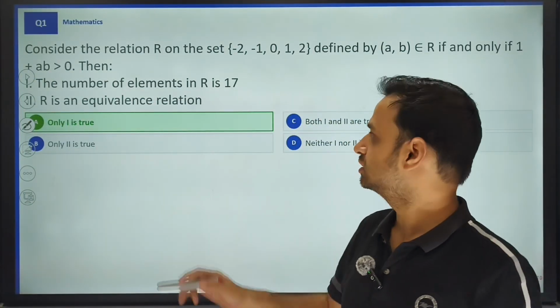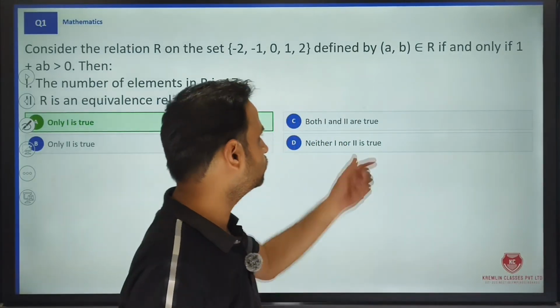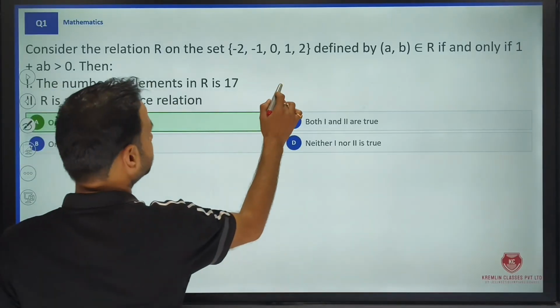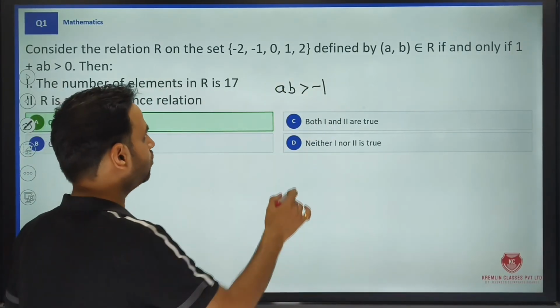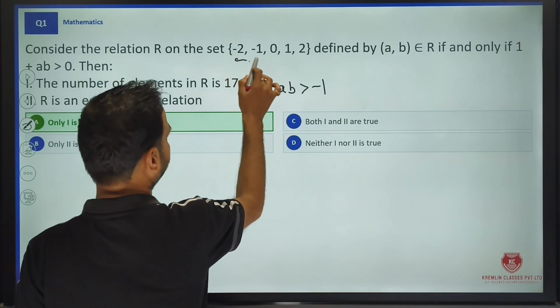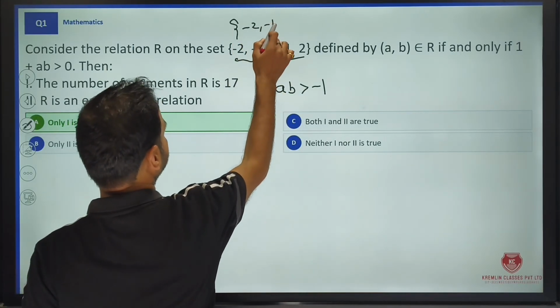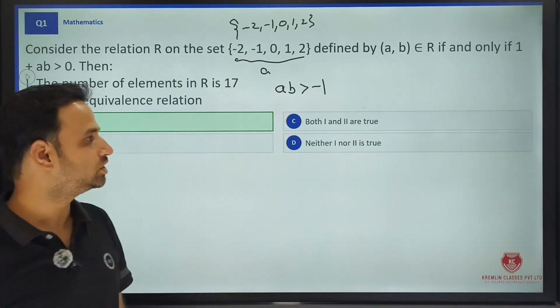Now question one is: consider the relation R on the set defined by (a, b) belongs to R, where (a, b) is part of the relation and the condition is given by ab greater than -1. So we have to solve it. We have to write it again, taking a from here and b also from this, so that we do not fall into the trap of a calculation mistake.